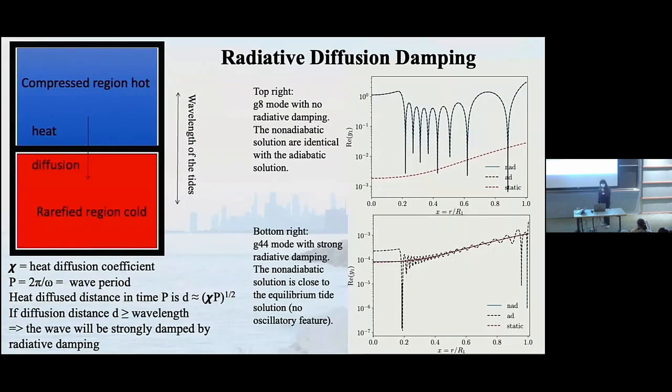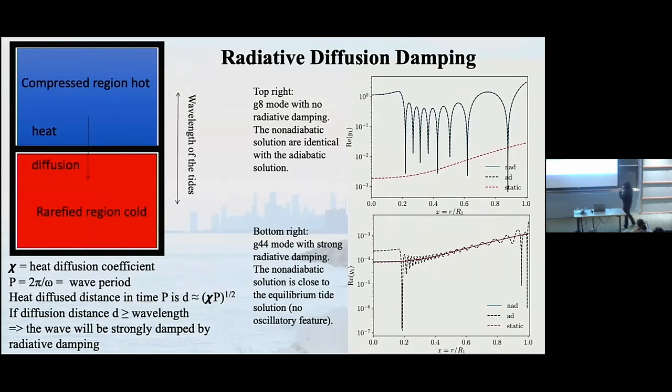Another very important damping mechanism is radiative damping. That is very important in massive stars. The propagation of the dynamical tide, because it's wave-like, creates compressed and decompressed regions inside the star. The compressed regions are hot and the decompressed regions are cold. Heat will flow from the hot region to the cold region. If the heat diffusion distance is greater than the wavelength of the wave, we can say this wave is strongly damped due to radiative damping.